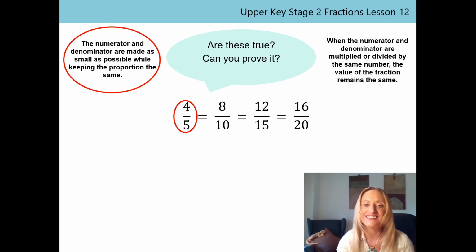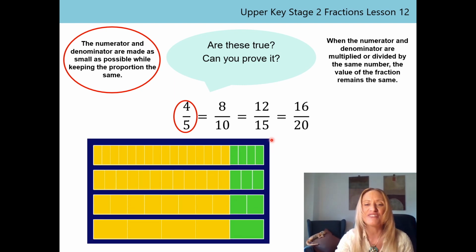How did you get on? Did you say that this is true? Yes, it is, isn't it? The numerator and denominator have been kept as small as possible, and in the case of 4/5 here, the numerator and denominator are as small as possible, but they're the same proportion of the whole as these other fractions. And how did you represent that pictorially?